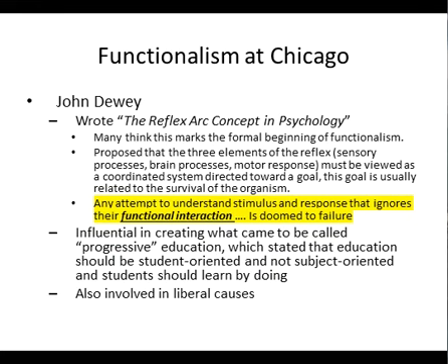He was influential in creating what came to be called progressive education, which stated that education should be student-centered, not subject-oriented, and students should learn by doing. It also involved, as you would imagine, various liberal causes. We'll see a little bit more about John Dewey when we get back with a more in-depth look at the idea of the reflex arc and why he thought there was a problem with the way it was being thought of.